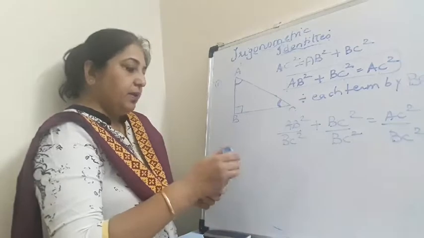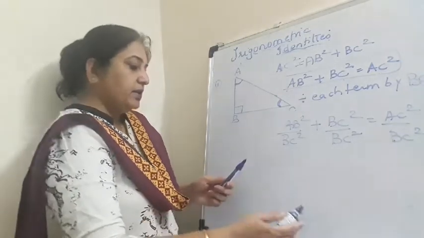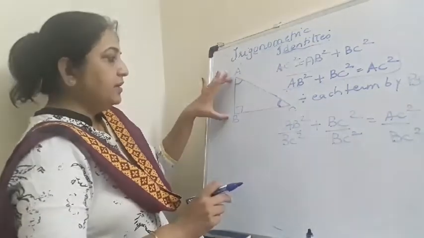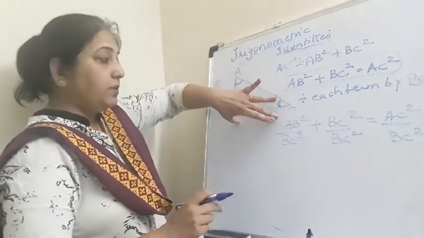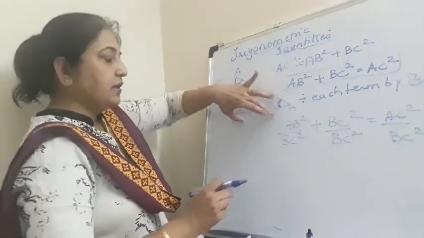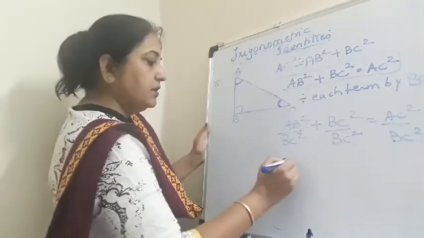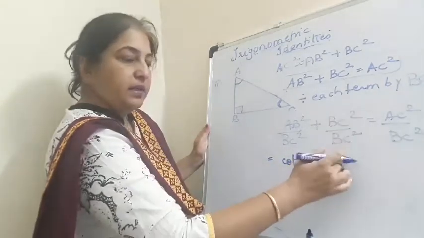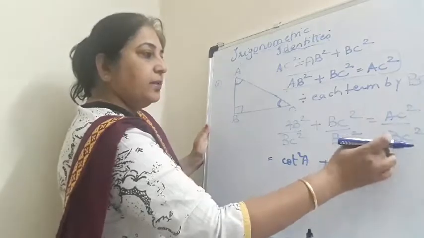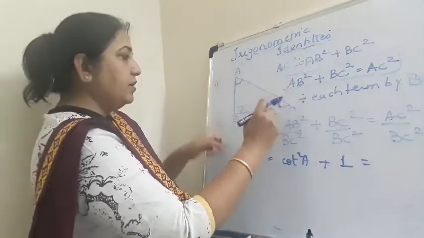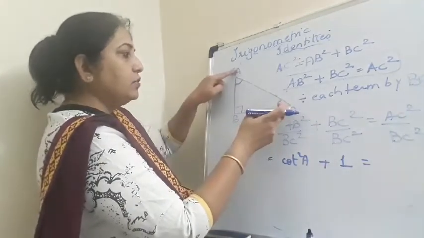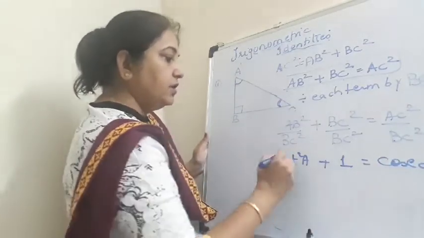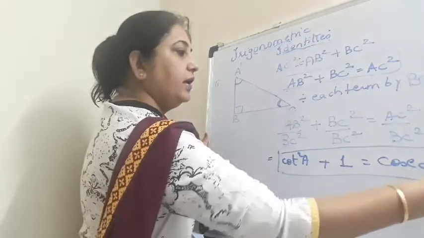Now check what is AB upon BC. Adjacent upon opposite. So adjacent upon opposite is cot square A, plus BC square upon BC square means 1, and AC upon BC, hypotenuse upon opposite, will give you cosec square A. So this proves your identity number 3.